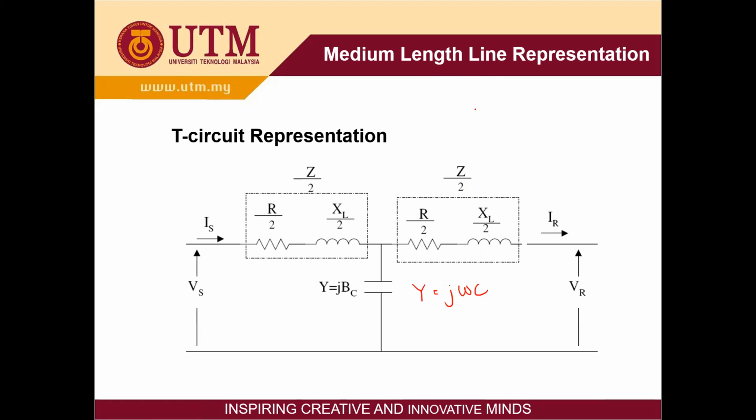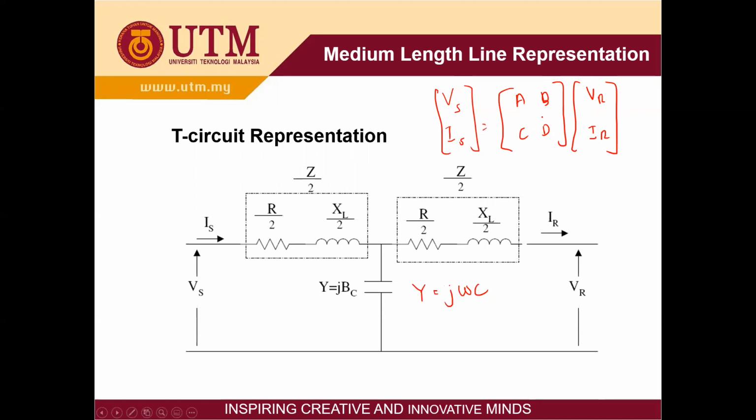We will do the same thing as with the short length line for the T circuit, where we need the matrix that relates Vs and Is. We need the parameters A, B, C, D that relate Vs, Is, and VR, IR. In the next slide we will do the analysis to obtain the values A, B, C, and also D.